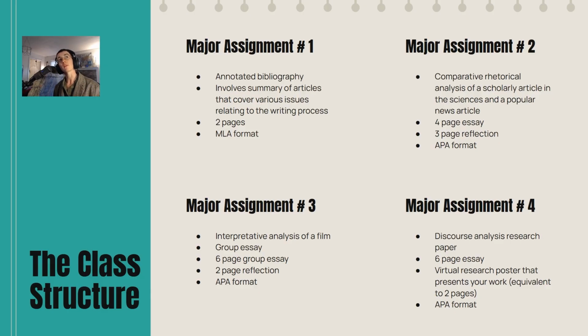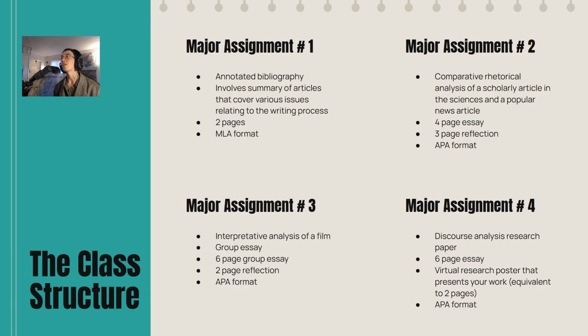So the first assignment is going to be very, very short. It's going to be a bit of a speed run of the writing process. So you're just writing a 2-page annotated bibliography. If you've seen the genre before or have written an annotated bibliography in the past, it's very structured. It will be your introduction to citation format. So we'll be working with MLA for that assignment. And you're going to be reading and summarizing and responding to articles that talk about the writing process.